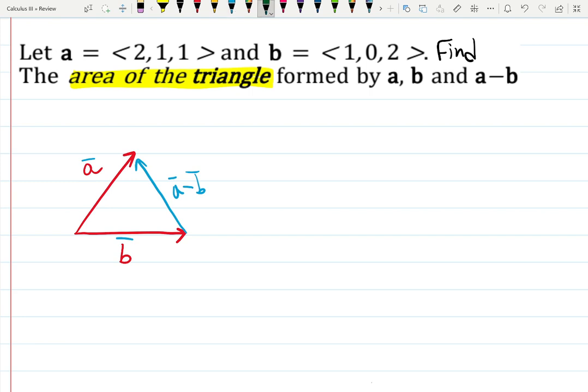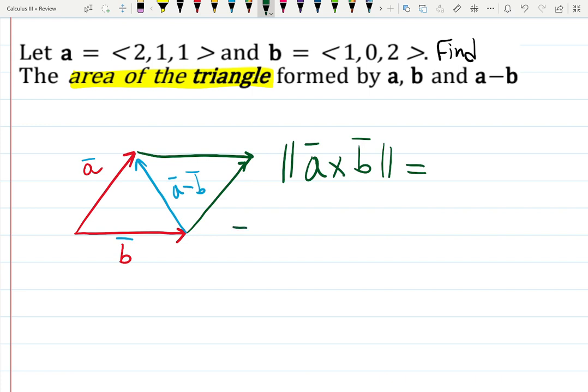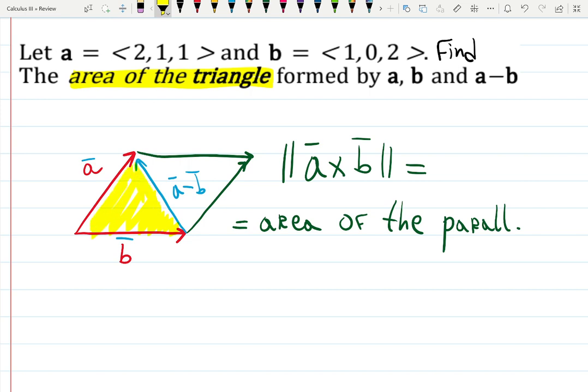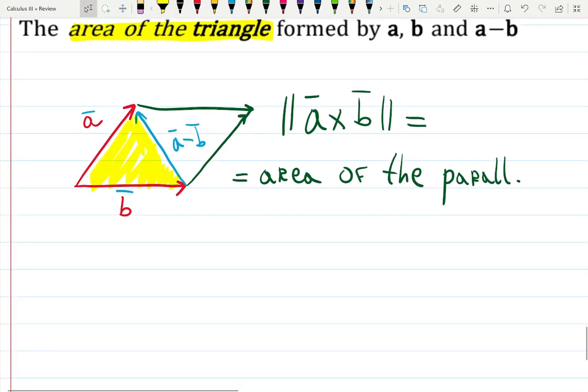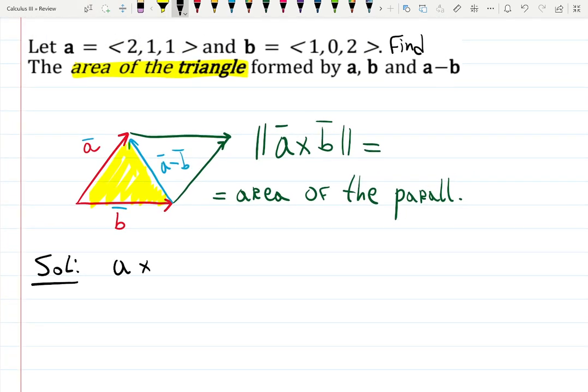Anyways, the formula is coming from the cross product of those two vectors, because if you remember, the size of the cross product of a times b, the magnitude, gives you the area of the triangle or parallelogram, right? Parallelogram. So half of it will be the area of the triangle, and we just need to divide by 2. Let's do that.